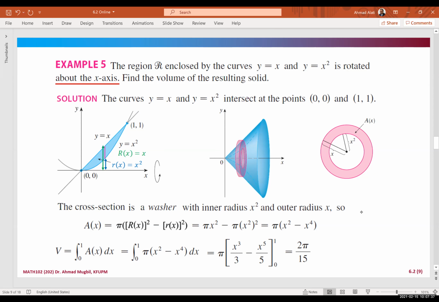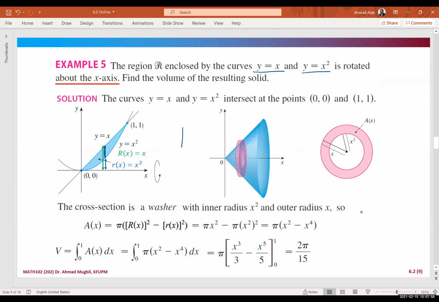Look, this is the region that you have. It is bounded by y equals x and y equals x squared. Here they are. The intersection points are 0 and 1. Now look at your region. What is the axis of rotation? The x-axis. So what you will do, you will draw a line, this red line.